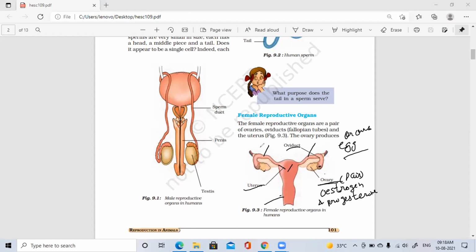Vagina. The uterus opens into a wide muscular organ. Here, this muscular organ is the wider one, which opens to the outside of the body. In females, the vaginal opening and urinary opening are separate, unlike males. So that is about the female reproductive organs.